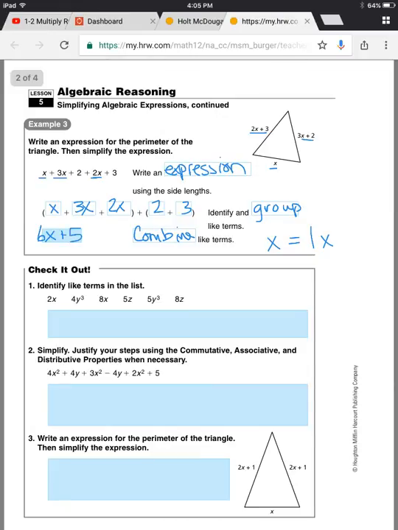You are done, because if you go through the rules of like terms, different numbers are okay, different variables are not. One has a variable, one does not. You cannot add them together. So you go through and you do the check it out.